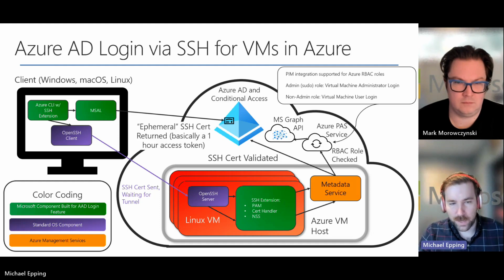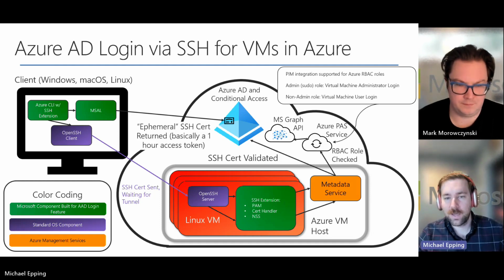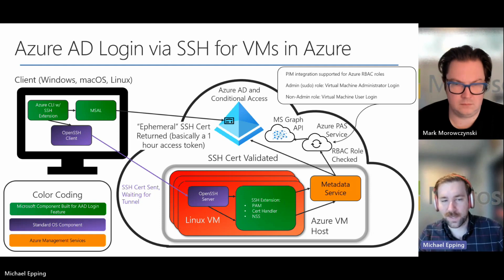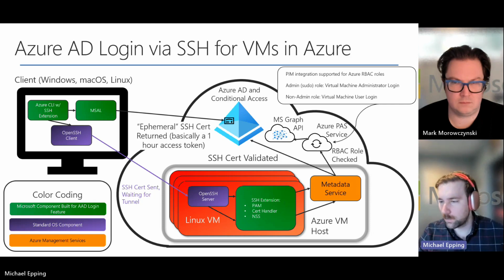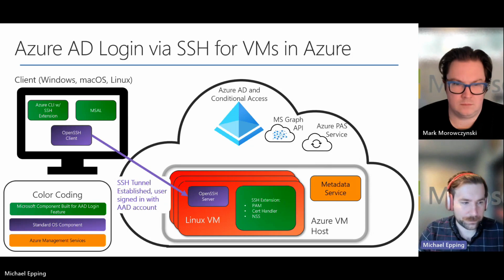The VM then passes the SSH cert to our software that was installed previously. The first thing that happens is it checks with the metadata service to see if the cert is valid. We need to make sure that it's signed by the Azure AD tenant and that it's not a forgery. And then the next thing that happens is the metadata service is used to check and make sure that the user has the appropriate role on the VM. If everything checks out and we get the thumbs up, then the SSH tunnel is established.